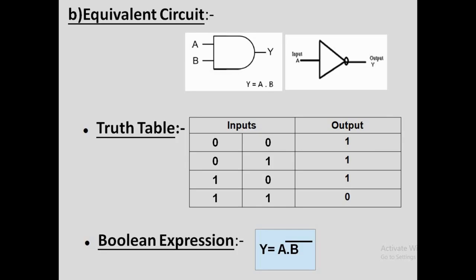Now the truth table. Only the output of the AND gate is inverted and then we get the NAND gate. So the truth table of the NAND gate is exactly the opposite of the output of the AND gate. Now the Boolean expression for the NAND gate: Y is equal to A dot B whole bar. That means only a bar is included at the top of A dot B.